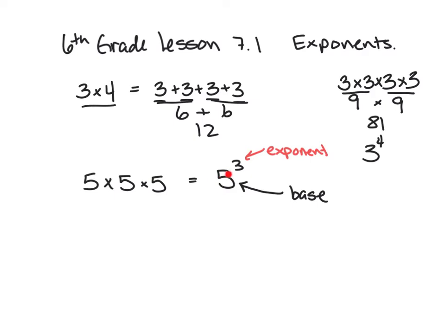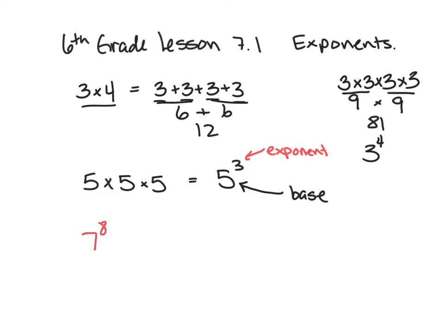So this is the base. This is the exponent. The way you would pronounce all of these is 3 to the 4th power, 5 to the 3rd power, 7 to the 8th power, although that would be a gigantic number, by the way. It's always the base to the exponent power.